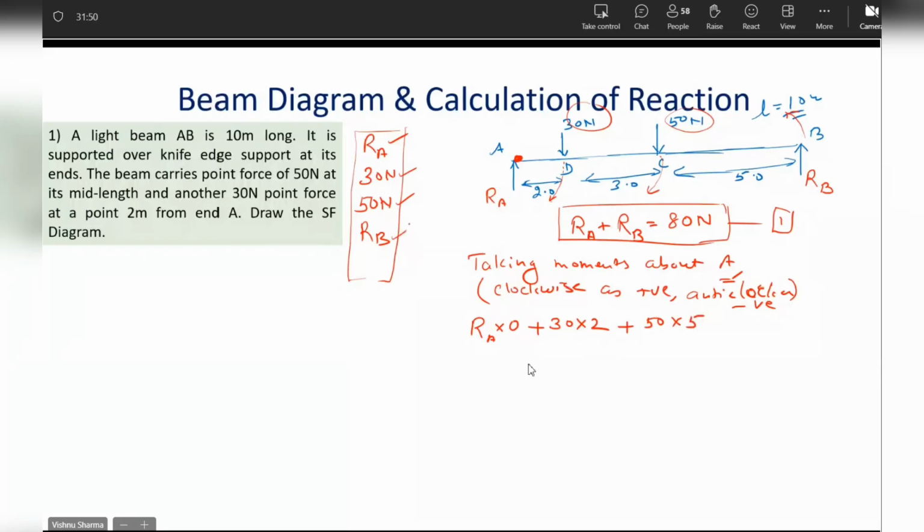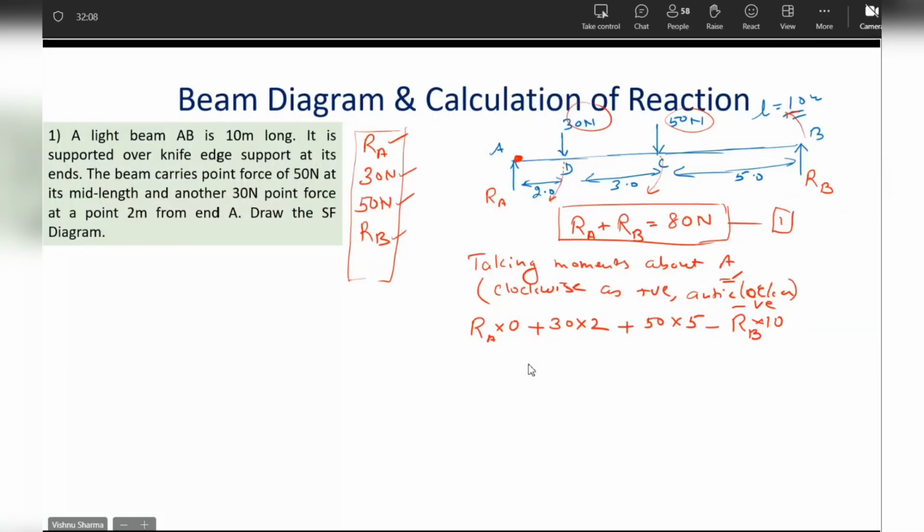Then the last force is RB. What do I see? RB is causing an anti-clockwise movement, so minus. It will be RB into its lever, which I'm sure you'll agree would be 10. Guys, any questions on this expression that I have made?